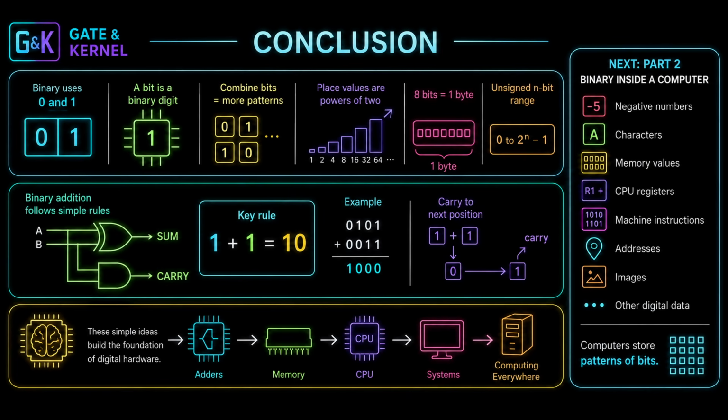The key idea is simple. Computers do not just store numbers. They store patterns of bits. And the meaning comes from how those patterns are interpreted.